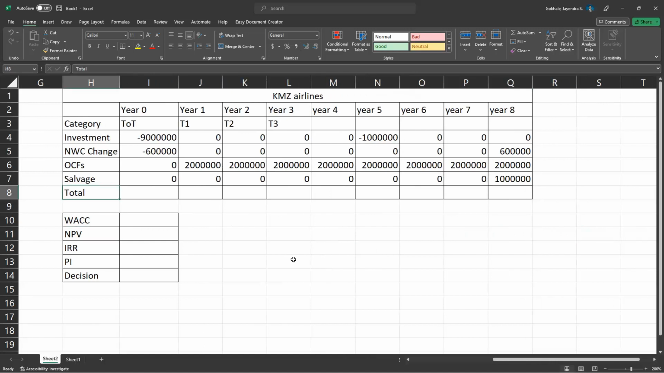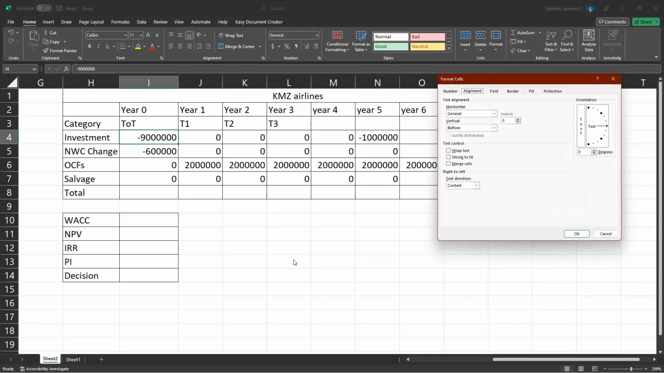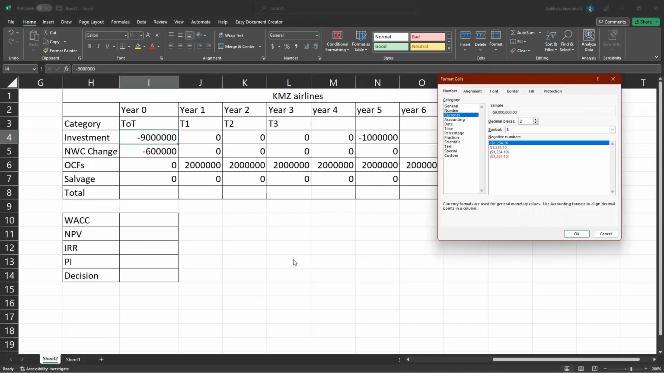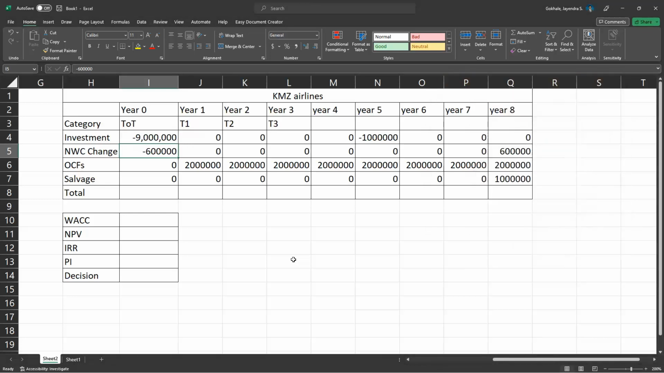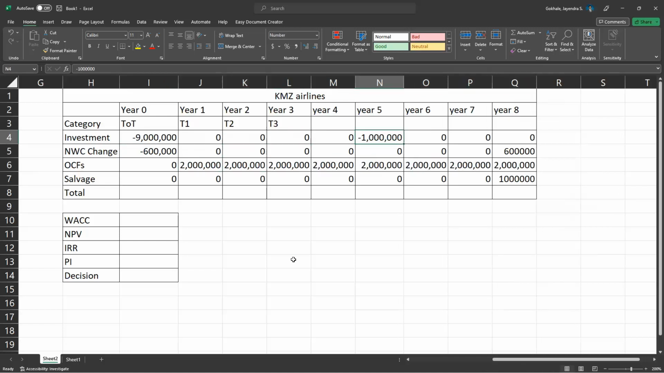So investment initially is a $9 million investment. Let's just put them as a number with 0 decimal places. Please use the 1000 separator like that. And so we'll just make it for all. Control Y and Control Y. We just had a little bit of fun. So unlike other projects, we just put in another $1 million of investment at the end of year 5.